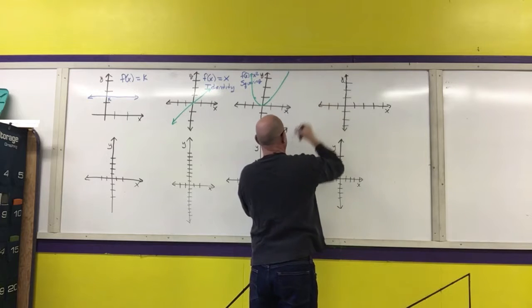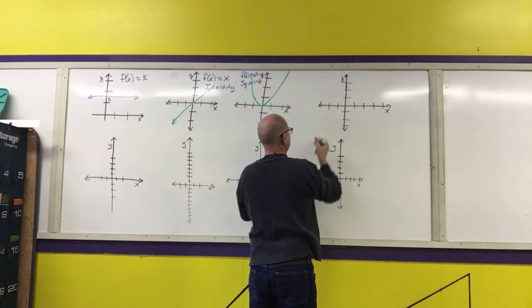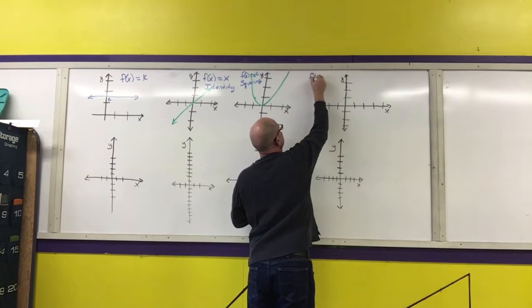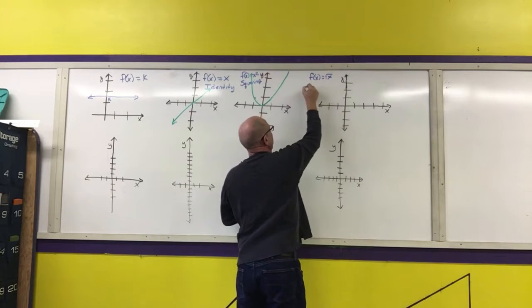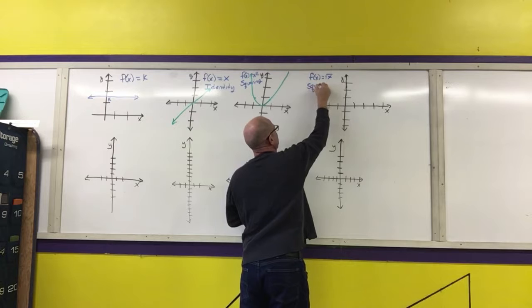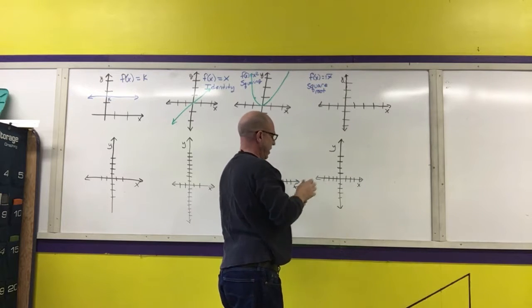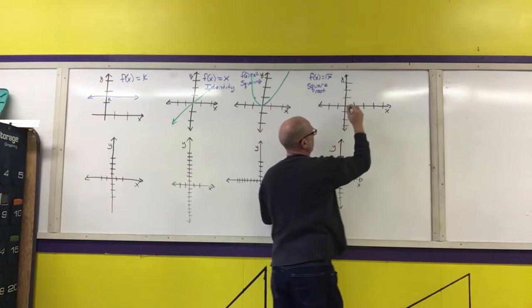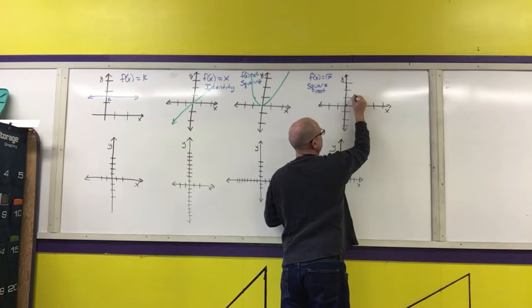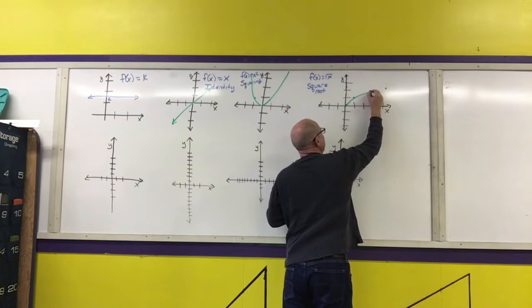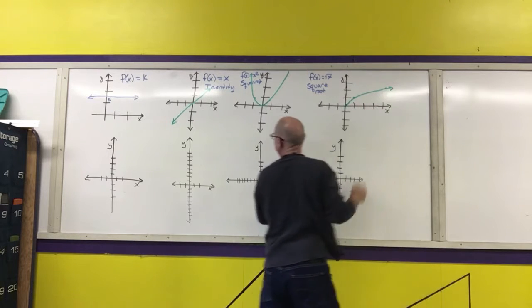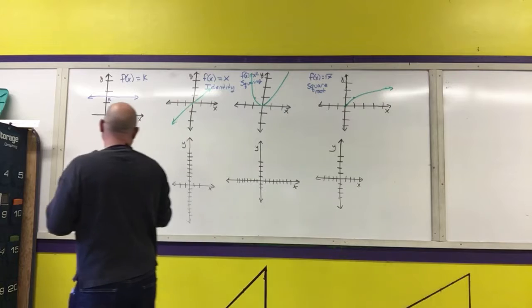The graph after that, we have f of x equals the square root of x. And we call that the square root function. And the shape of that graph looks like this. Starts out at 0. Square root of 1 is 1. The square root of 4 is 2. Continues forever to the right.